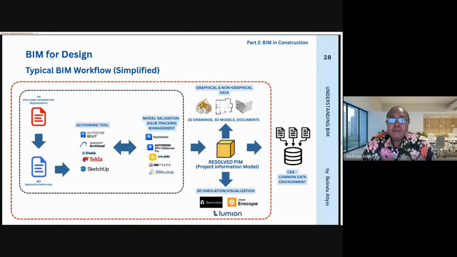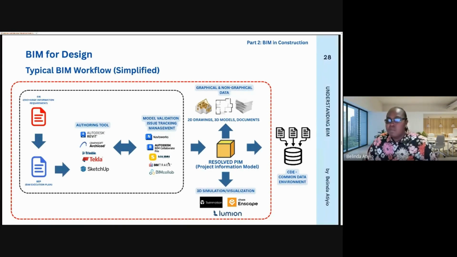Now, I'll take you through a typical BIM workflow for design. Very simplified; I tried my best to simplify it as much as possible. So you get your EIR, exchange information requirements, from the client. From there, you, as the appointed party, the consultant, create your BIM execution plan. And then once you have created your BIM execution plan and other relevant documents that go with it, you now go to the authoring tool to start doing your modeling, your 3D, whatever it is you want to do.